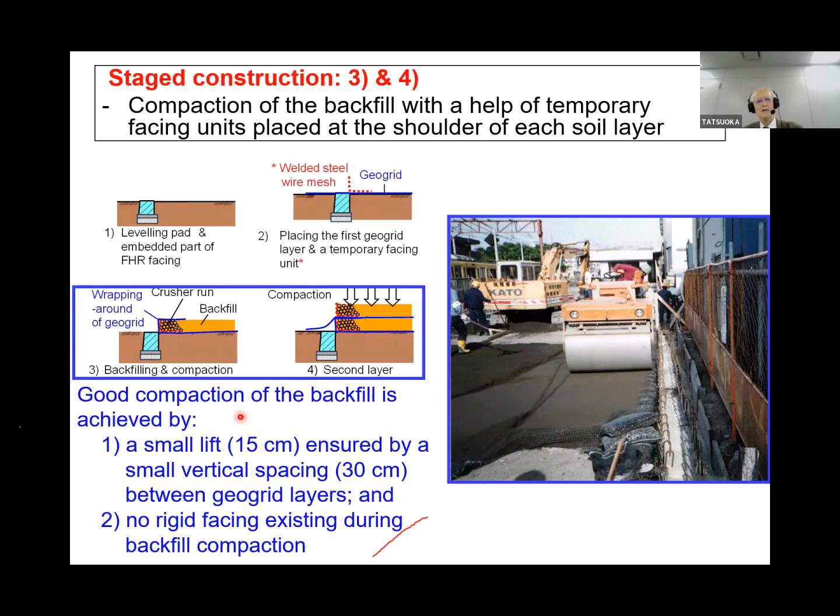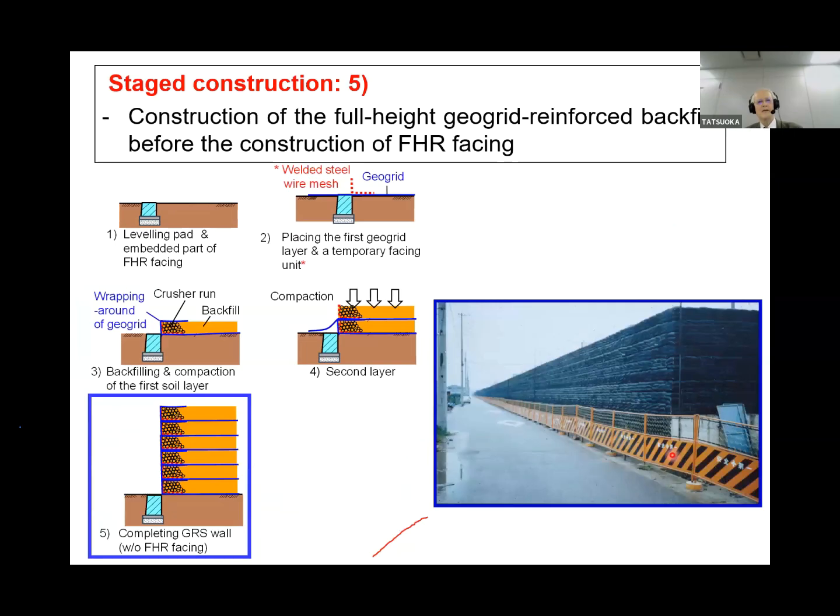The good compaction of the backfill is achieved by first a small lift, 15 centimeter, ensured by a small vertical spacing, 30 centimeter, between the grid layers, and no rigid facing is existing during backfill compaction. Then this is the completed wall, but before the construction of full height rigid facing.